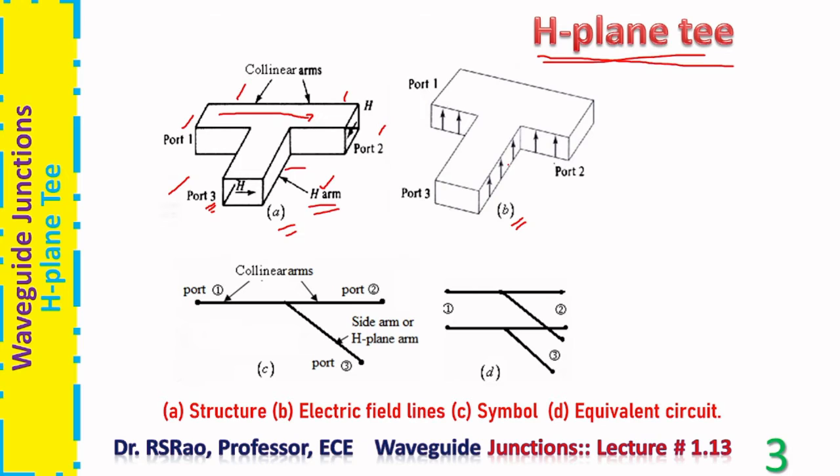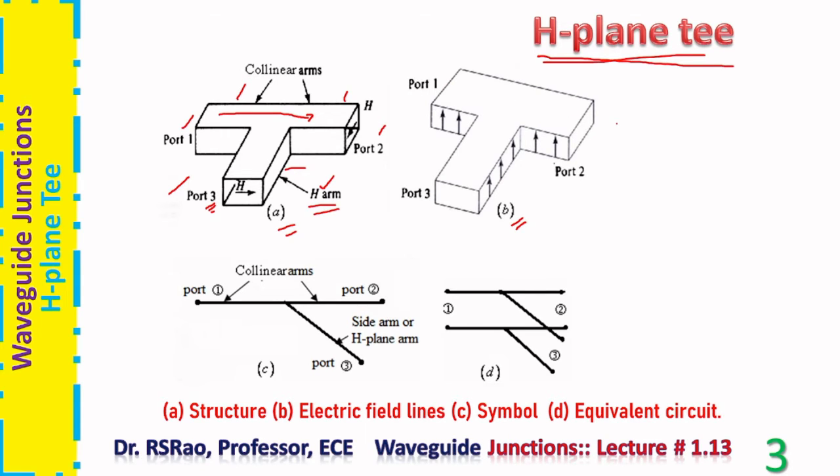It may be downwards, it may be upwards. If it is upwards in one half cycle, in the next half cycle, the electric vector will be downwards. Here, an instant is considered in which the electric vector is vertical. Notice the electric vector is vertical everywhere. When I say everywhere, I mean both in sidearm and in collinear arms. It implies wave at port 1, wave at port 2.